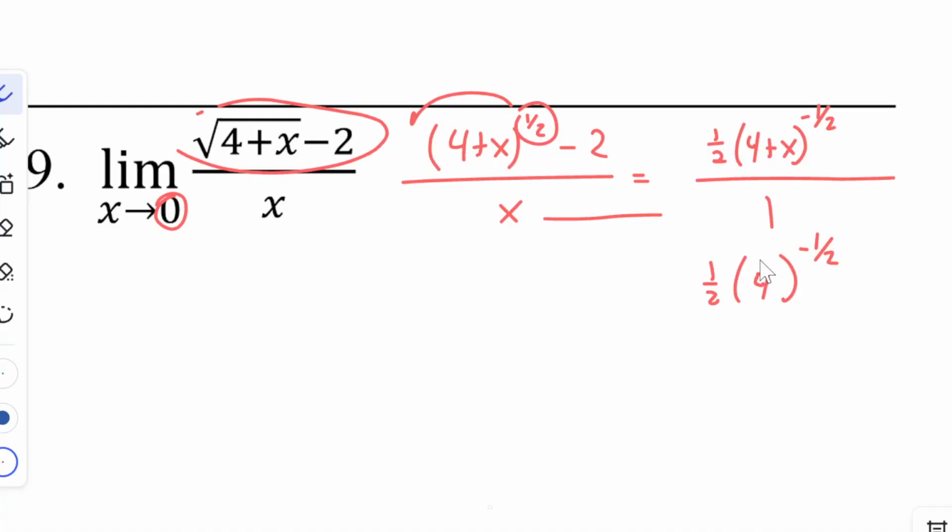And this thing becomes 1 over 4 to the 1/2, right, because of the negative. And 4 to the 1/2 is just the square root of 4. So this thing becomes 2. So 1 over 4, final answer.